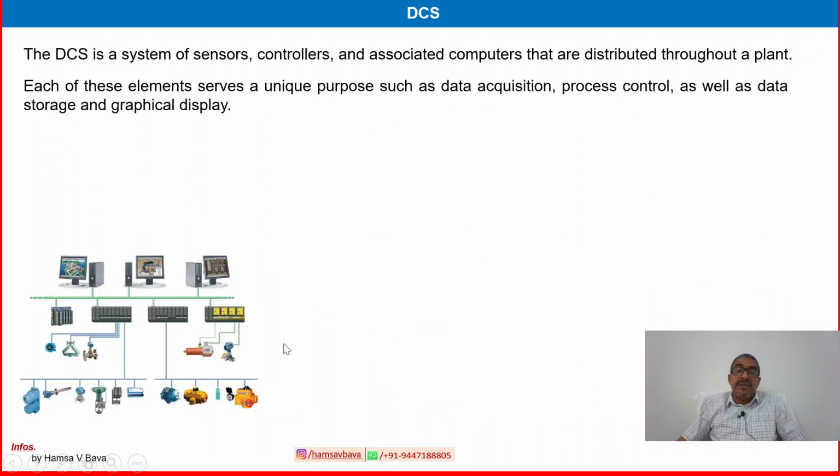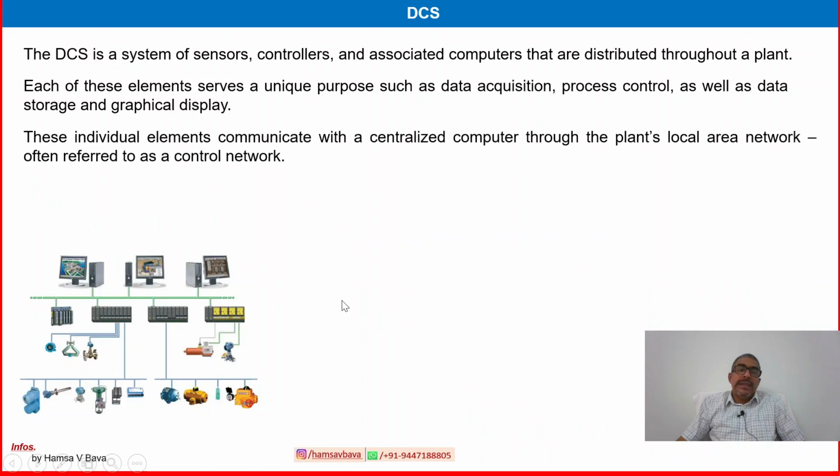Each of these elements serves a unique purpose, such as data acquisition, process control, as well as data storage and graphical display. These individual elements communicate with a centralized computer through the plant's local area network, often referred to as a control network. We can say a total control network.